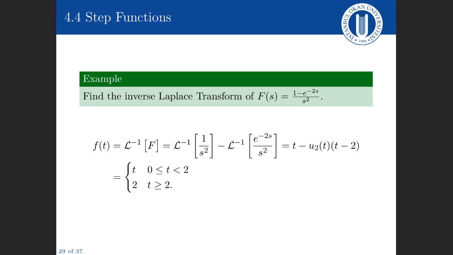The first one is straightforward. The inverse Laplace transform of 1 over s squared is just t. And then we use our shift formula to see that we then have u2 multiplied by t minus 2. Or we could write this as the function which is equal to t between 0 and 2, and then equal to 2 between 2 and infinity.